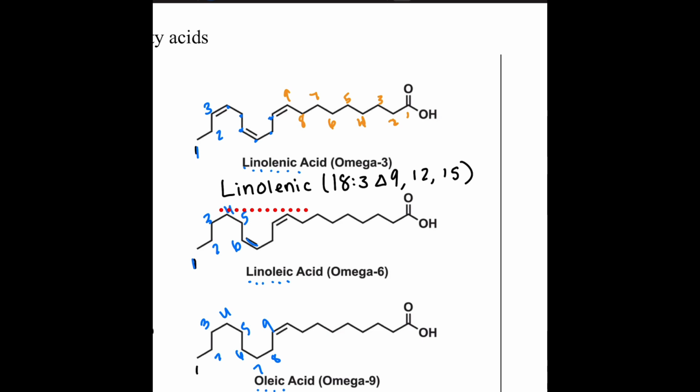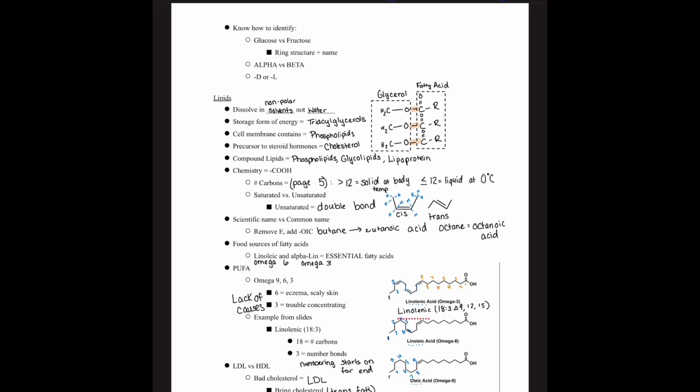So numbering the carbons is going to depend on if we're using the omega system or the delta system. Delta system, we start over here. Omega system, we're going to start over here. But these numbers are telling you where these double bonds are occurring. So we have 9, 10, 11, 12, 13, 14, 15 is where all those double bonds are. And then you can go through and do the rest of the examples on your own.